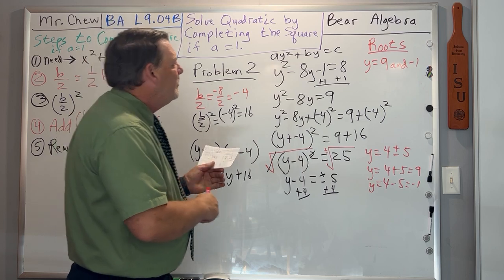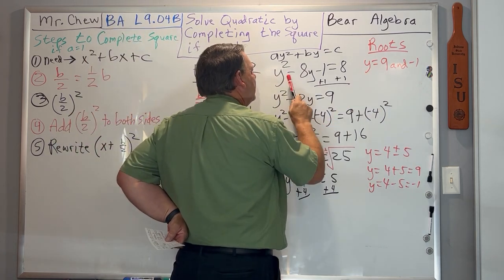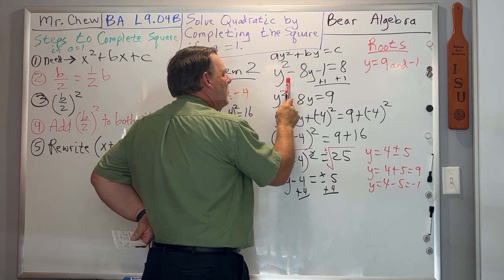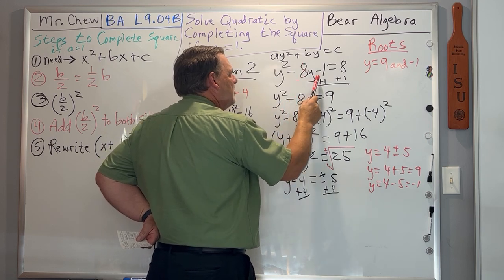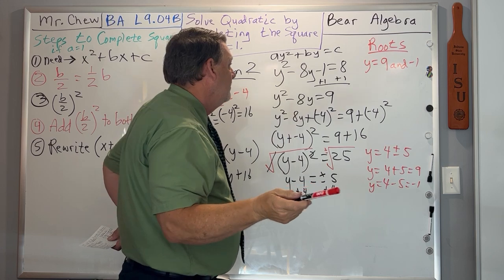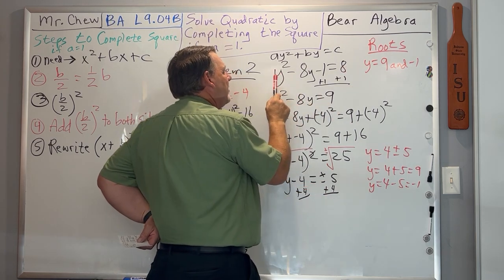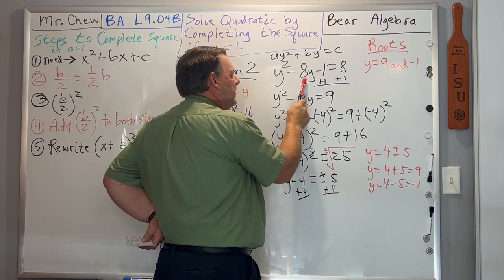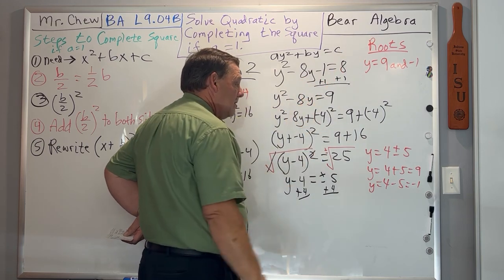All right, so now to check this, to see if this is true, 9 squared is 81, minus 72 minus 1 equals 8, and that works. Try negative 1 now. Negative 1 squared is 1, plus 8 is 9, minus 1 is 8, and they both worked.